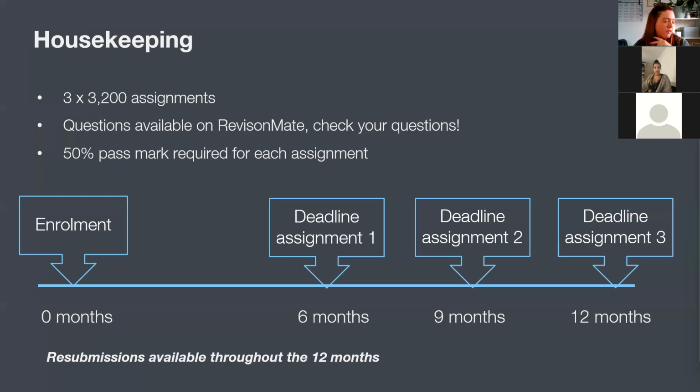And as always, resubmissions are available if you need to do that. So if you pass your first piece of coursework and you fail your second, you can just purchase a resubmission in the same way that you normally would. You've got 12 months from enrolment. So you can see here a little timeline of how you should space out those assignments.